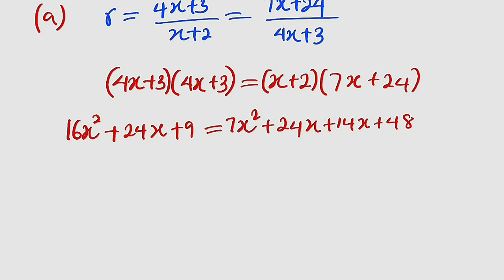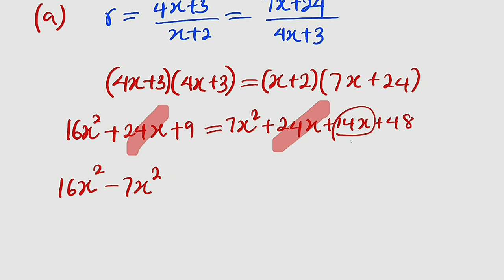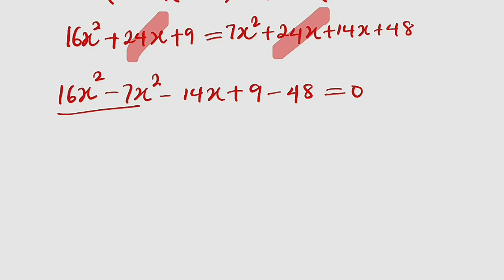From left to right we have a common 24x, so let's cancel them. We have 16x squared here. As this crosses over, it becomes negative 7x squared. Then we have 14x to the other side. Once it crosses over, it becomes negative 14x. Then we have 9 to the left. Then this, as it crosses over, it becomes negative 48. The whole of this equals 0. This is 9x squared minus 14x, and this will give us negative 39.